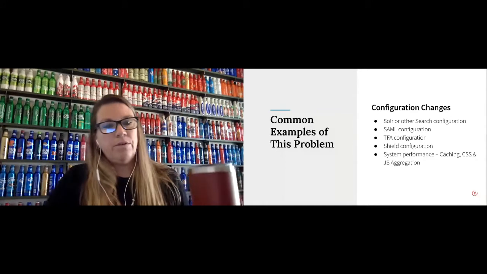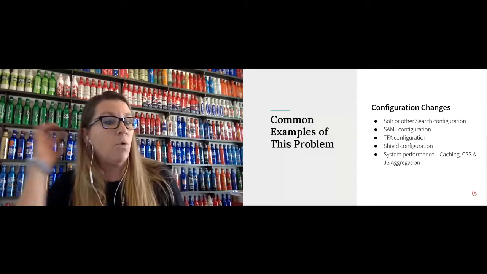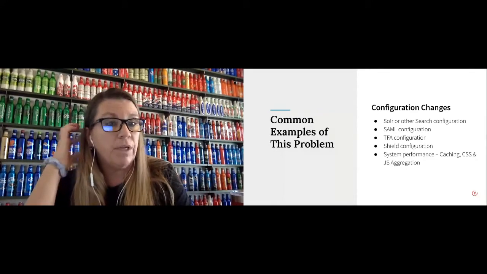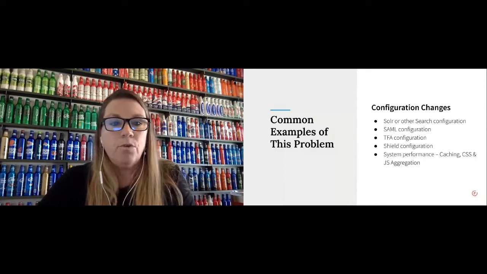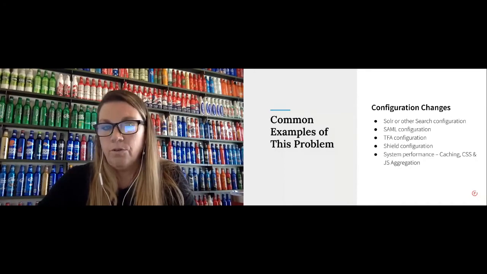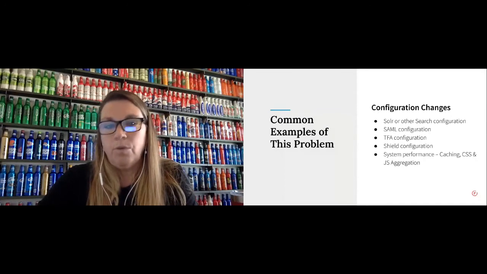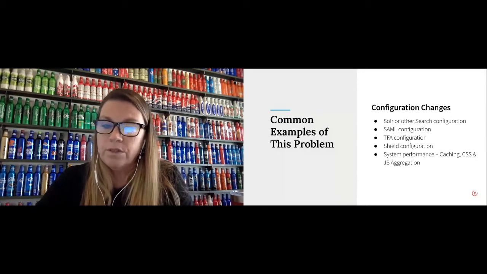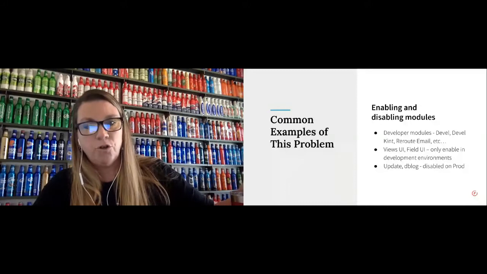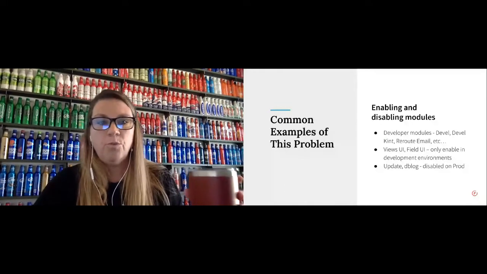Some other examples that you may want in different environments are enabling or disabling modules. So in your local and development environments, you might want Devel, rerouting email, fields, and Views UI turned on, but in your production environment, you want these turned off.